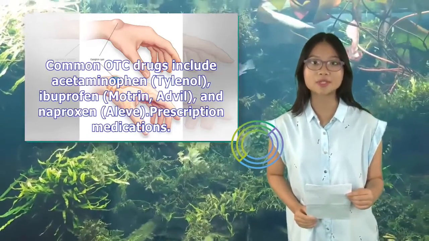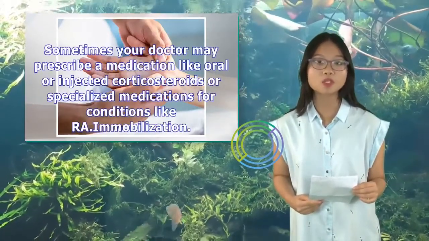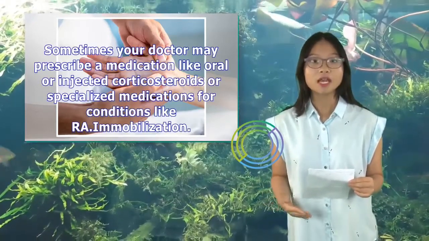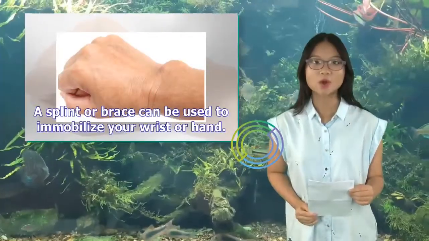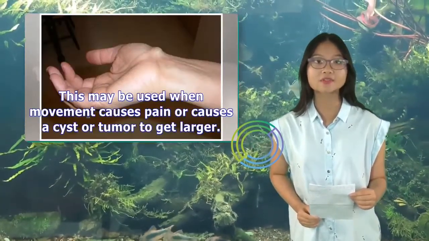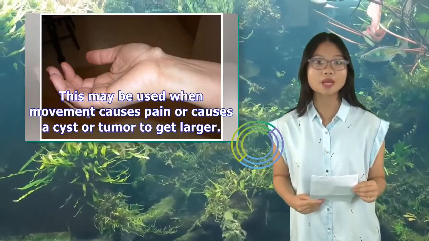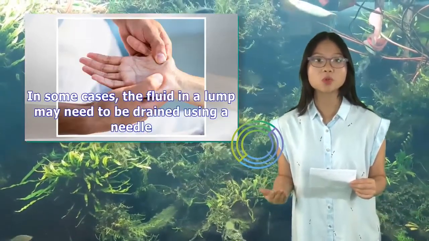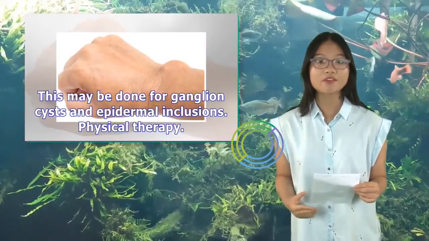Prescription medications. Sometimes your doctor may prescribe a medication like oral or injected corticosteroids or specialized medications for conditions like RA. Immobilization. A splint or brace can be used to immobilize your wrist or hand. This may be used when movement causes pain or causes a cyst or tumor to get larger. Aspiration. In some cases, the fluid in a lump may need to be drained using a needle. This may be done for ganglion cysts and epidermal inclusions.